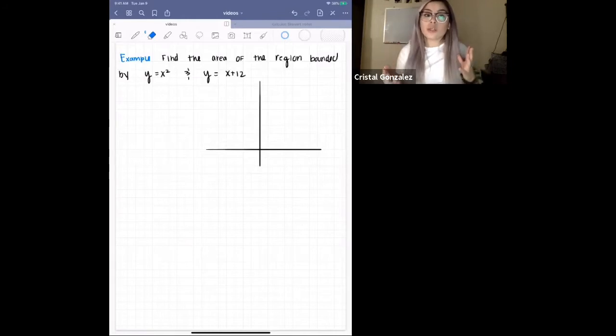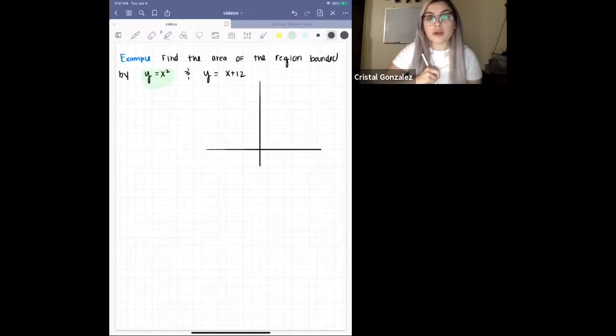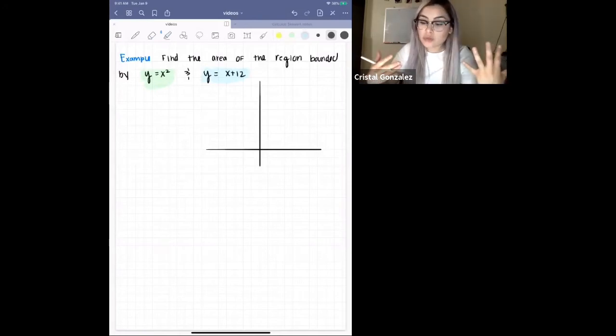So our goal here is to find the area bounded by these two regions. We need to find the area bounded by, let's say, this region here, which I'll graph in green, and this region here, which I'll graph in blue. And when we graph these regions, we need to be able to find the region that we're looking for and also determine if we're going to do top minus bottom or right minus left. So let's go ahead and graph these two functions.